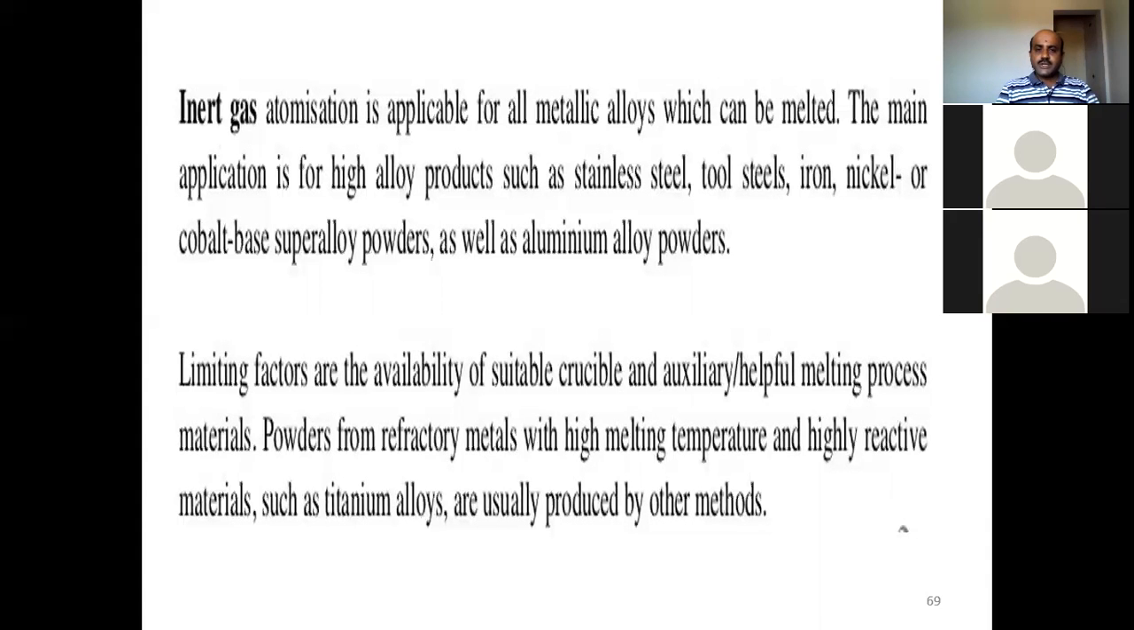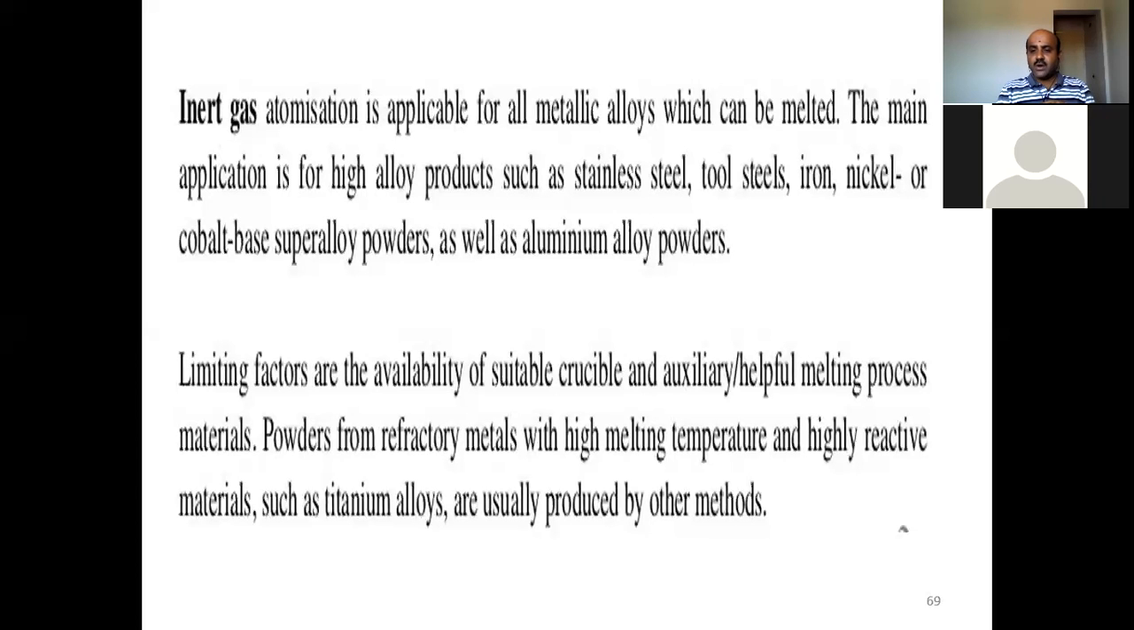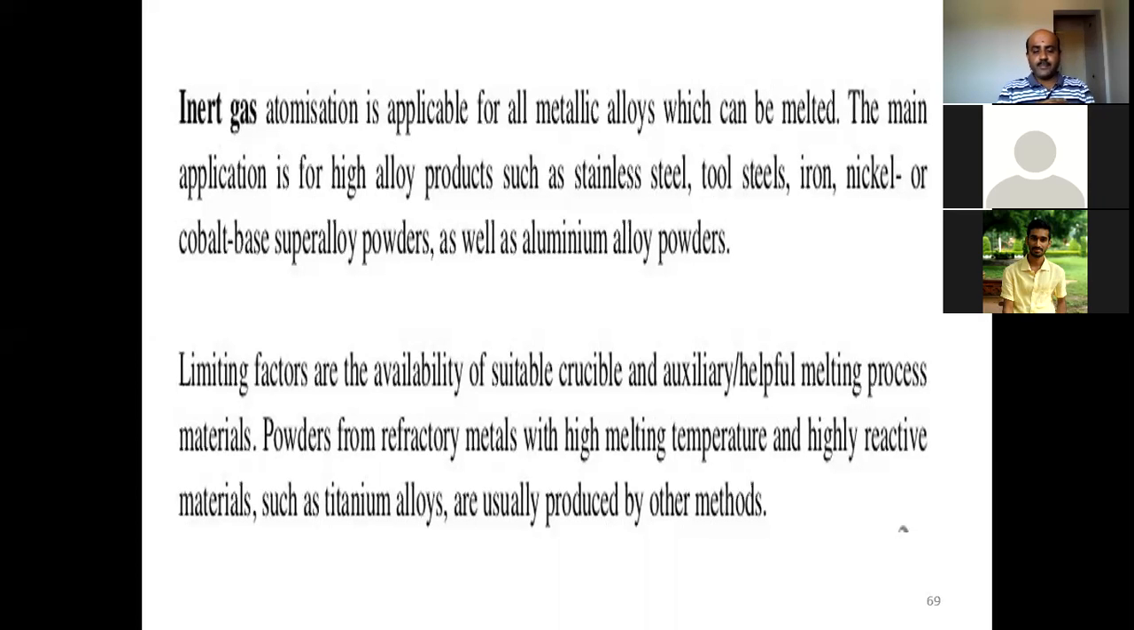Inert gas atomization is applicable for all metallic alloys which can be melted. The main application is for high alloy products such as stainless steel, tool steels, iron, nickel, or cobalt-based superalloy powders, as well as for aluminum alloy powders. So the inert gas atomization technique we discussed is most suitable for metal powders, which may be in the form of stainless steel, tool steels, iron or nickel.